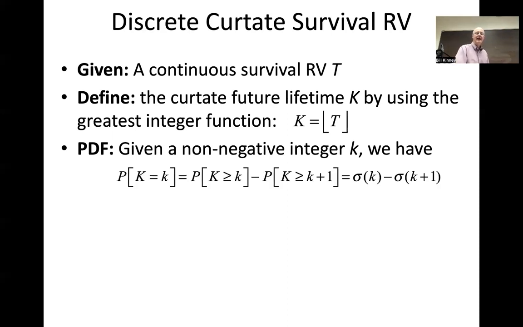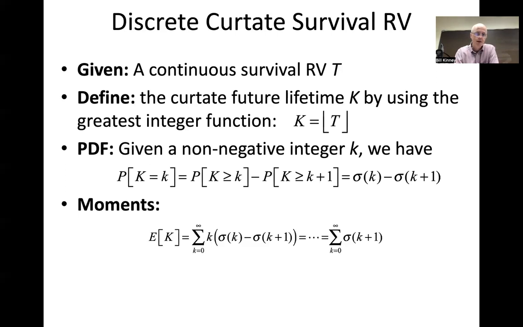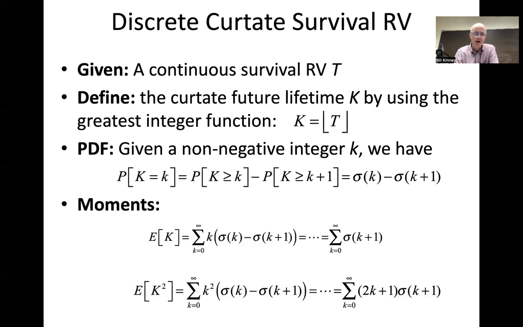The probability that capital K equals little k, by the complement rule, ultimately, actually axiom 3 for mutually exclusive events, can be found like you see it here. And notice what you're doing is you are finding sigma of k minus sigma of k plus 1, where sigma is the survival function. Here are the formulas for the moments. They involve summations. Now we're about out of time, so I'm not explaining this.